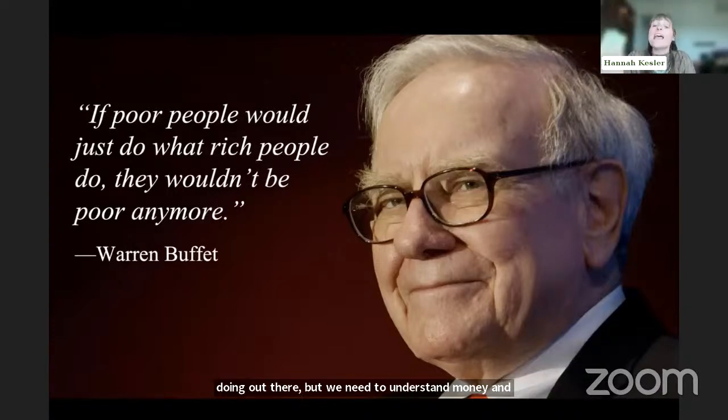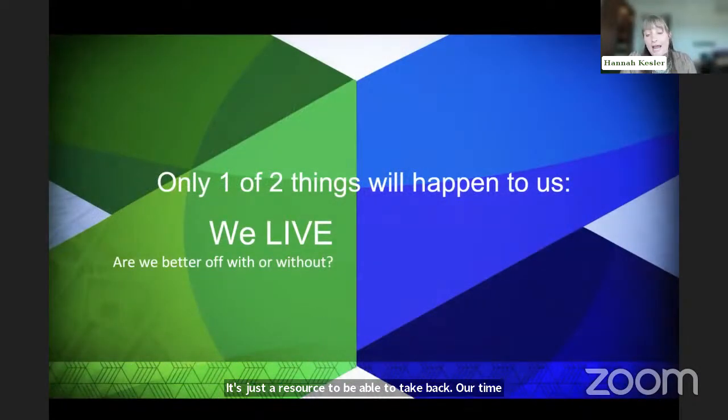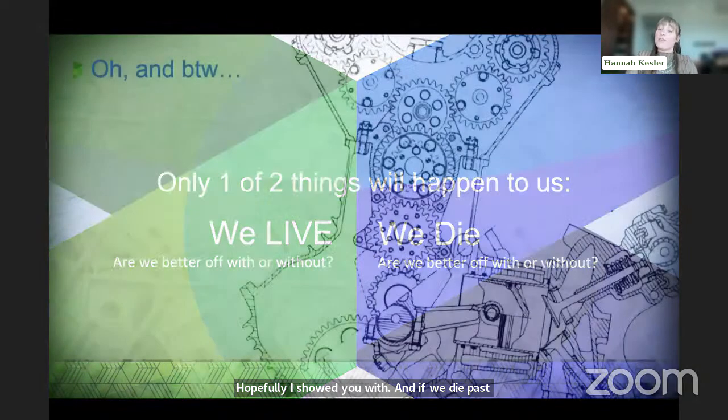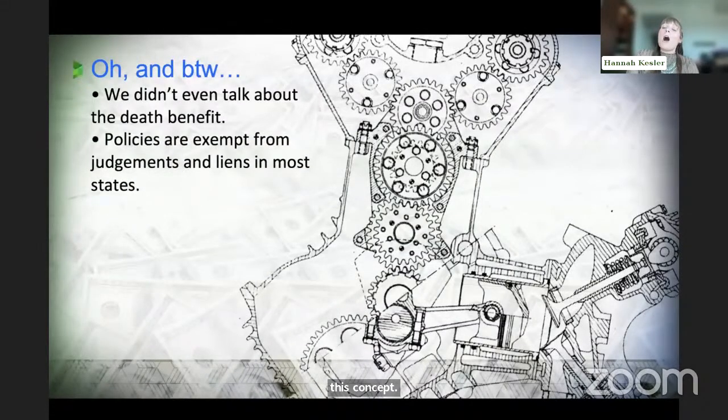It's just a resource to be able to take back our time and financial freedom. So only one of two things is going to happen to us. We're either going to live or we're going to die. I like to say graduate, but if we live, are we better off with or without this concept? Hopefully I showed you with. And if we die, pass, or graduate, are beneficiaries better off with or without this concept? Because y'all, there's a death benefit on the policy, whether you like it or not. And how about policies are exempt from judgments and liens in most states?